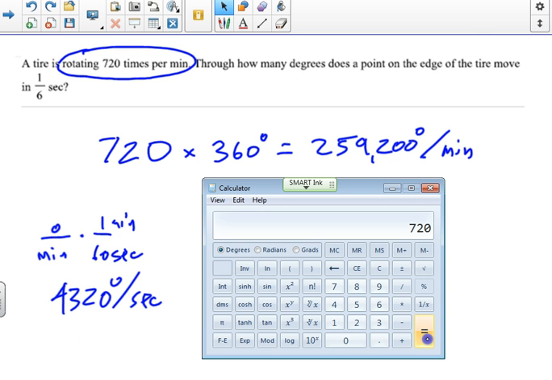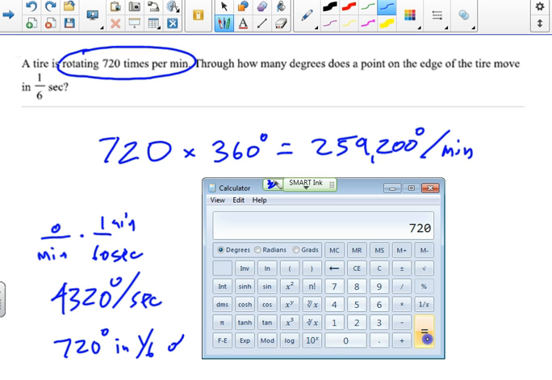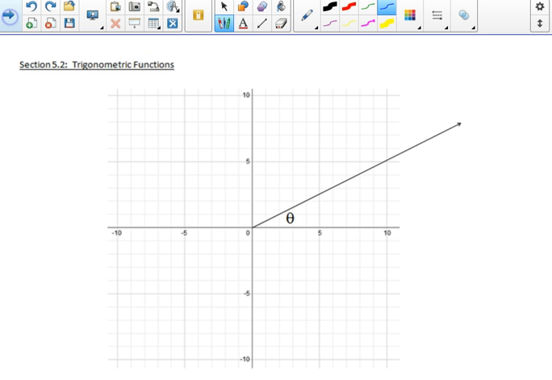So that is, well, interesting, 720 comes out the same number. That's just a coincidence in this case. 720 degrees in 1/6 of a second. Okay, we're going to pick up with this one in the next video. Thank you very much.